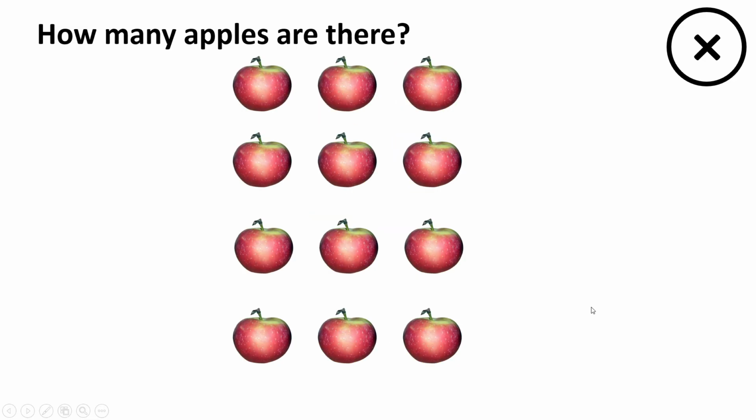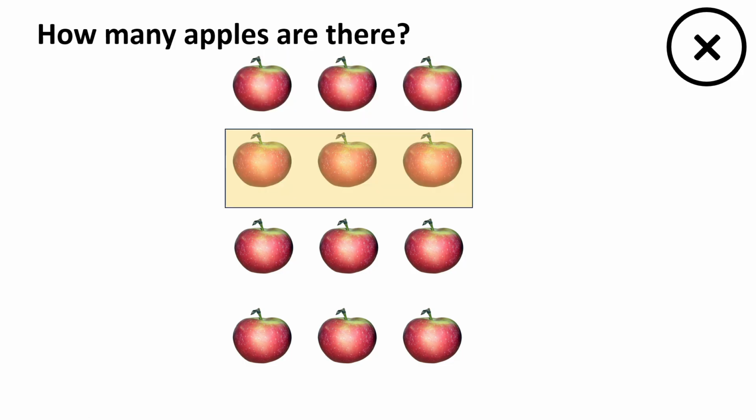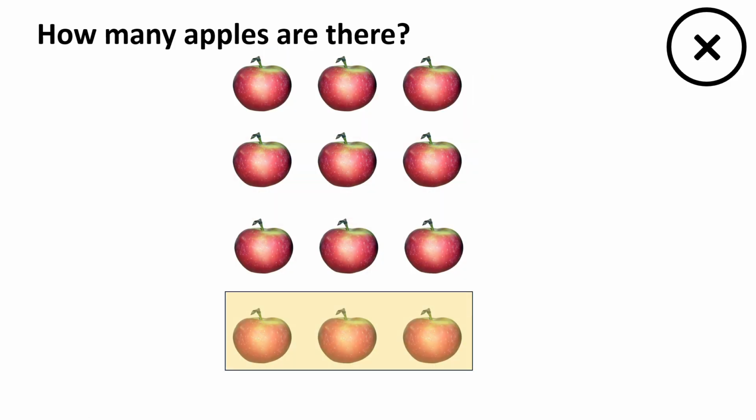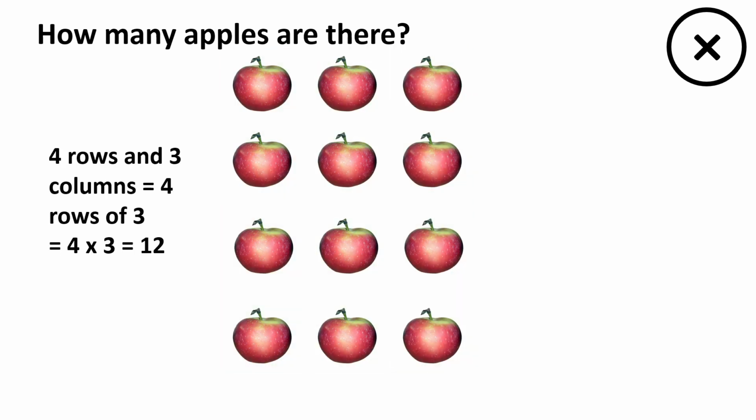So, if we have a look at these apples here, arranged in an array, if we're asked how many apples are there, we could use this method again. We can count that there are 1, 2, 3, 4 rows and 1, 2, 3 columns. There are 4 rows and 3 columns, which means there are 4 rows of 3, which means 4 times 3, which is equal to 12.